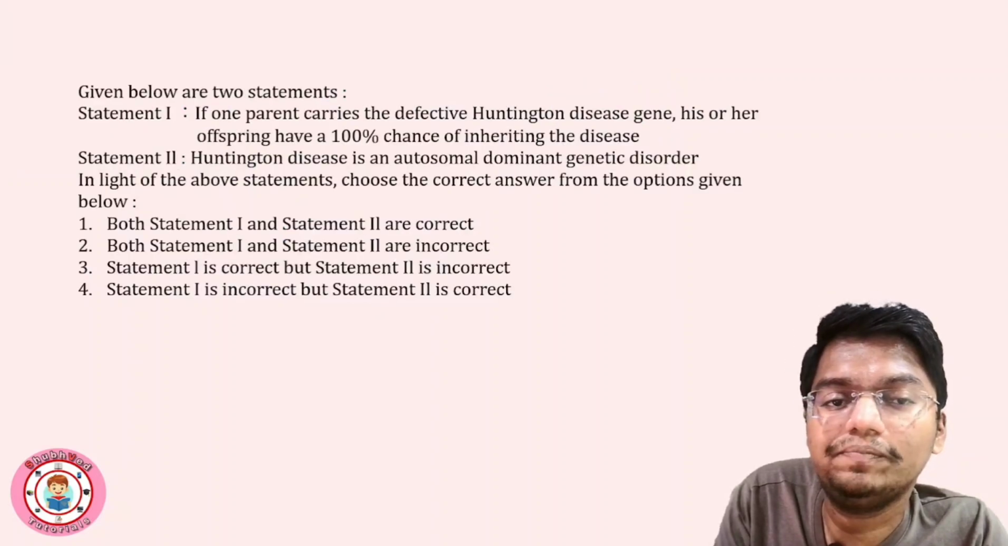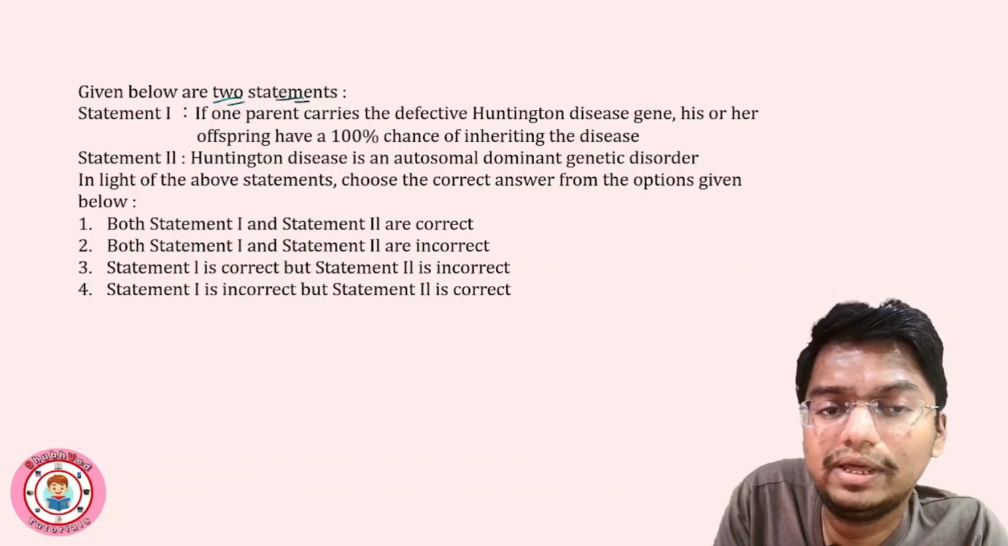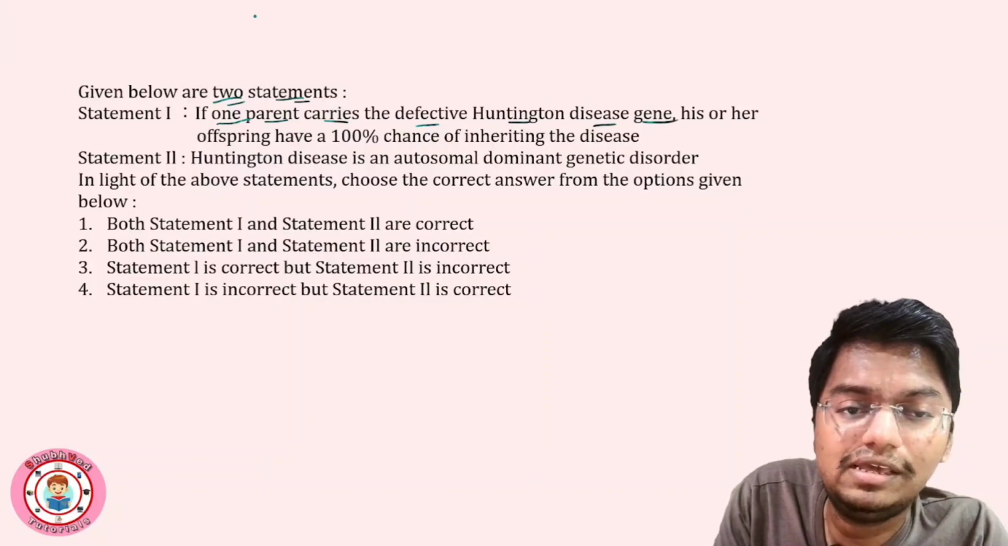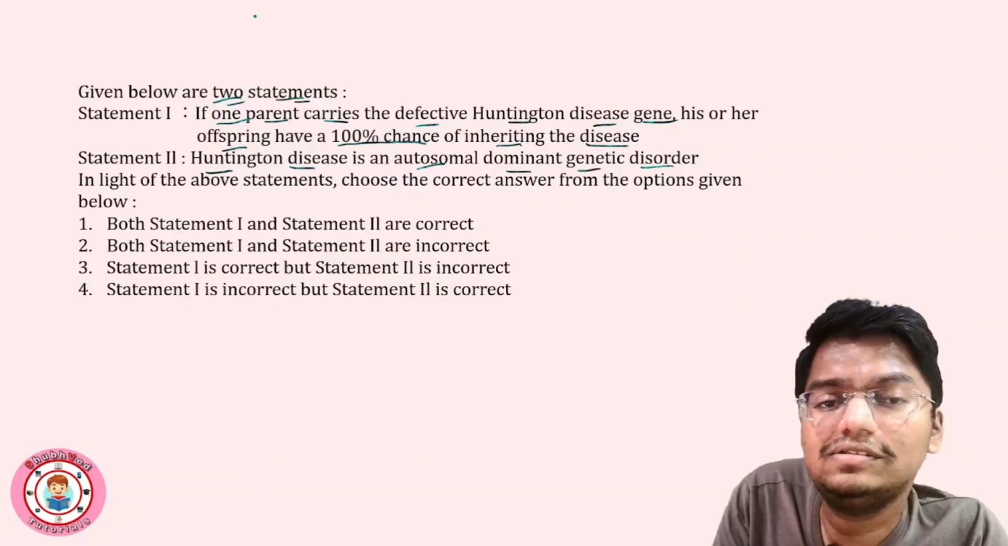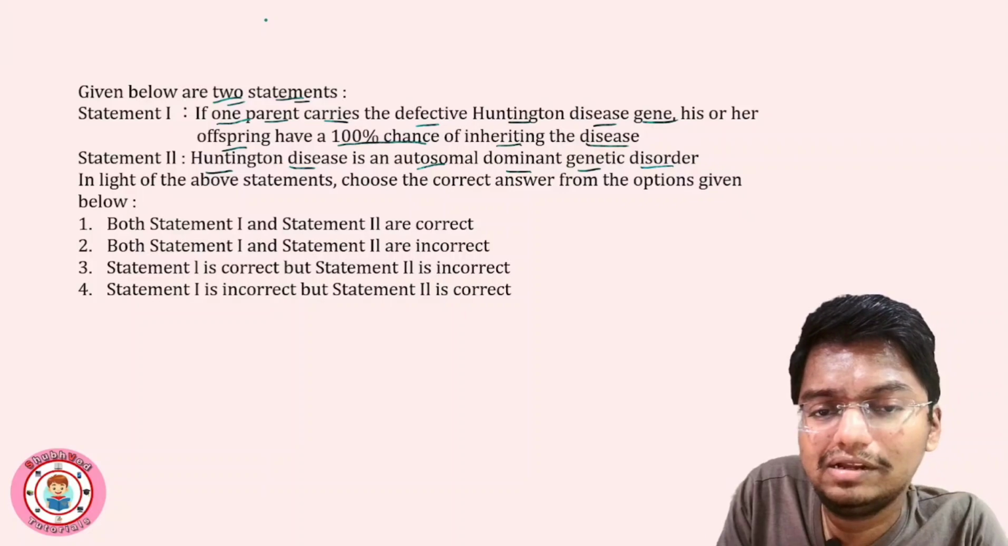Next question. Given below are two statements. Statement 1. If one parent carries the defective Huntington disease gene, his or her offspring have a 100% chance of inheriting the disease. Statement 2. Huntington disease is an autosomal dominant genetic disorder. So this is a question from genetics. How to solve this quickly? Basically statement 2 जो है that is correct. Okay, statement 2 is correct.